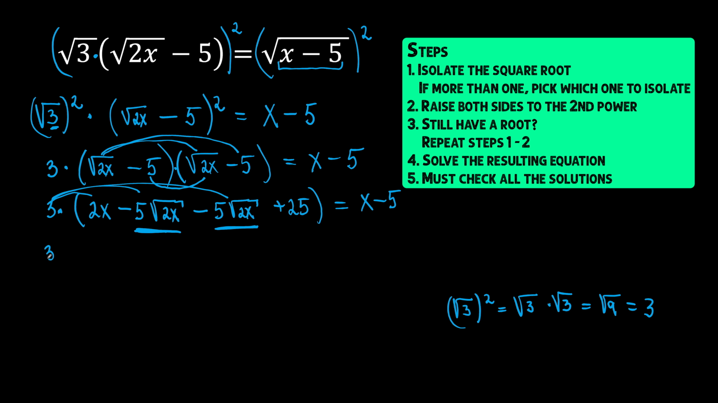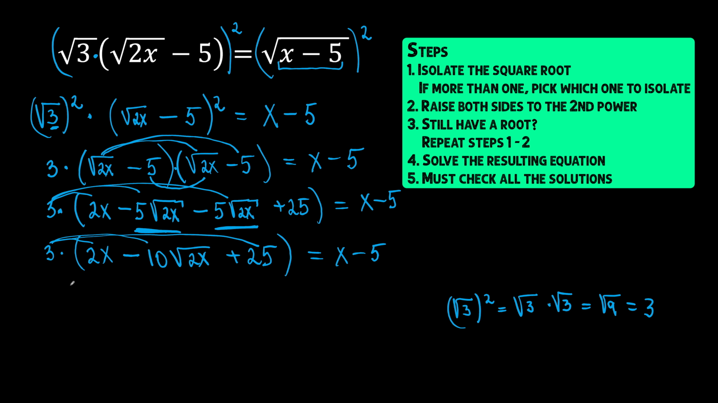So let's wait. 3 times, so in parentheses, we're still in parentheses, 2x, negative 5 square root of 2x minus 5 square root of 2x. We can put them together, will be negative 10 square root of 2x. Very good. Plus 25. Very good. Equals x minus 5. Very good. Now, only now we multiply everything by 3.